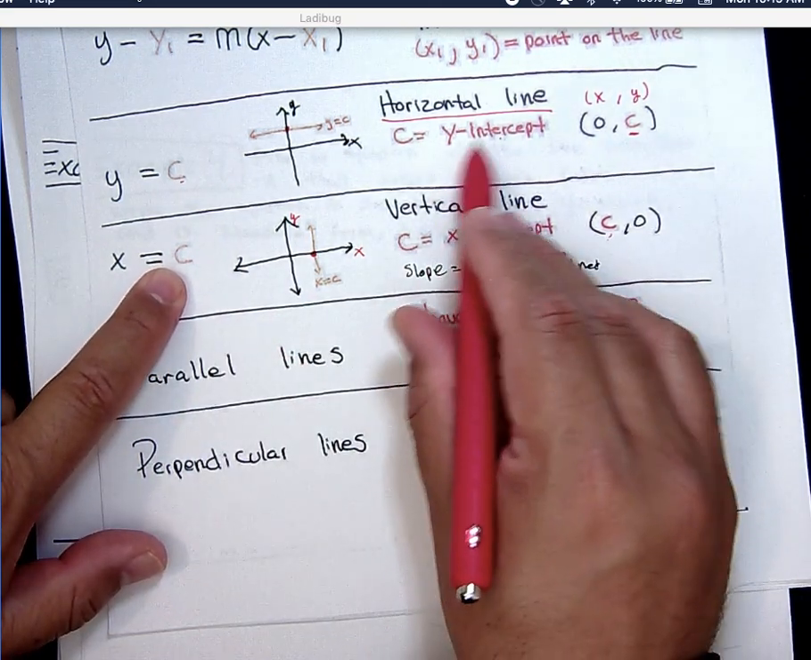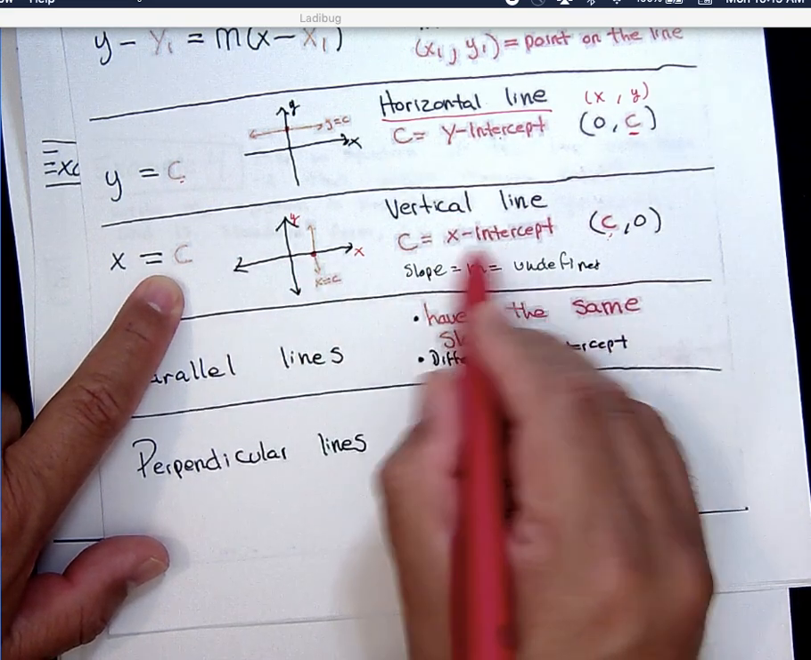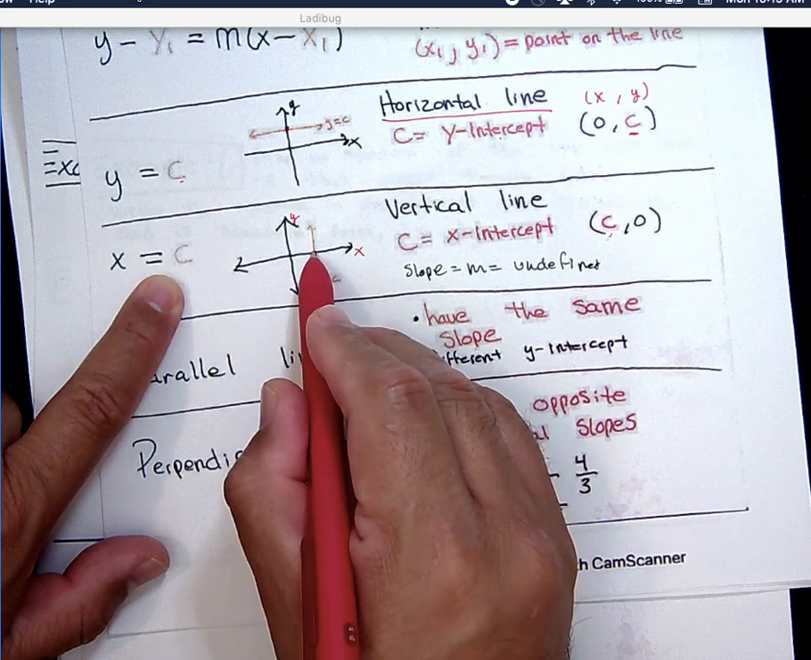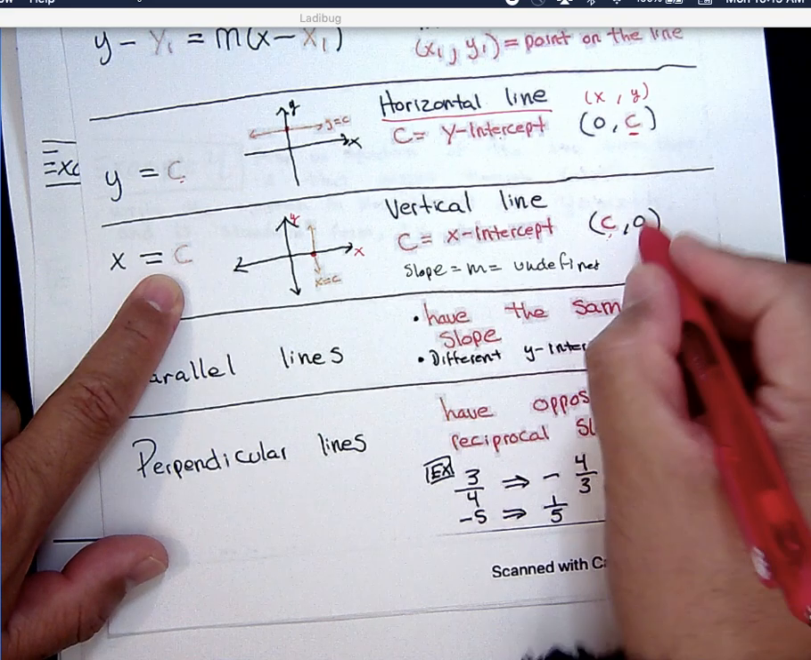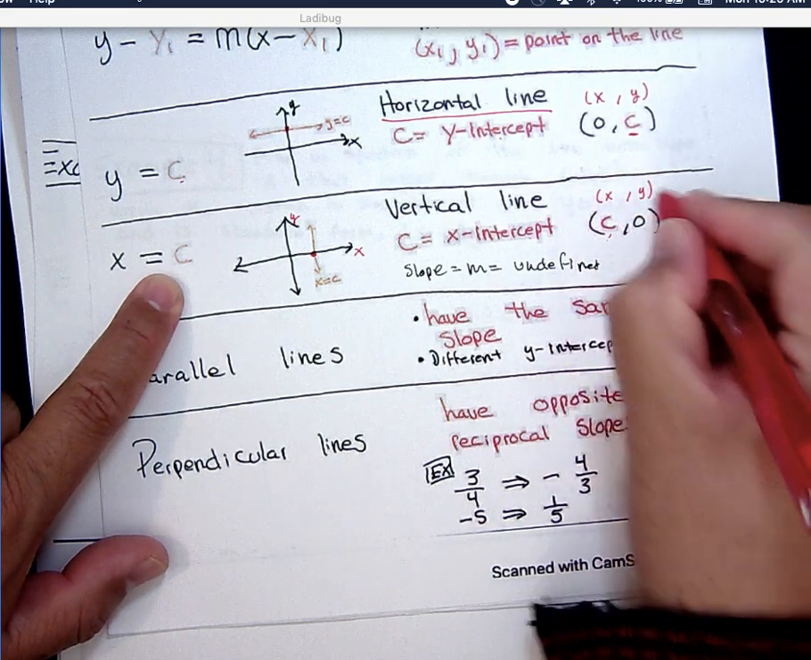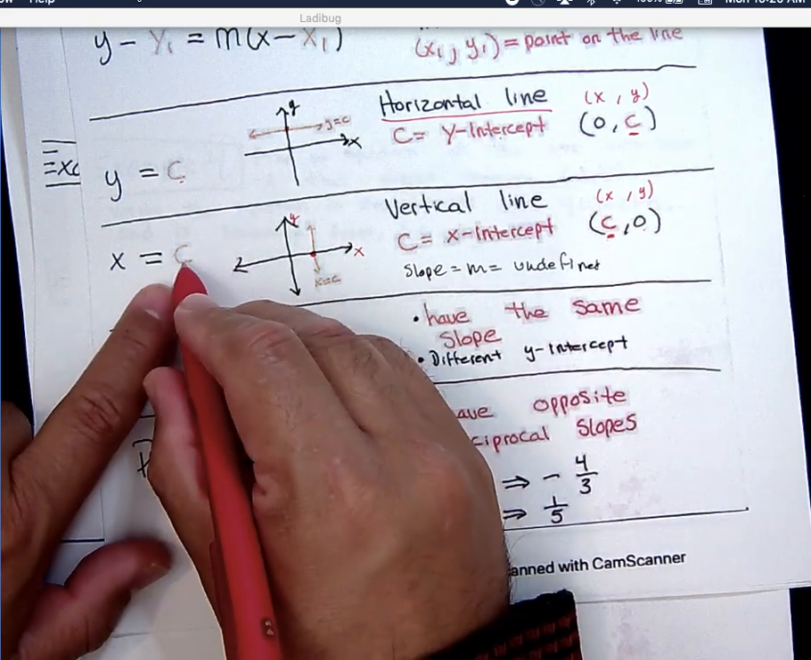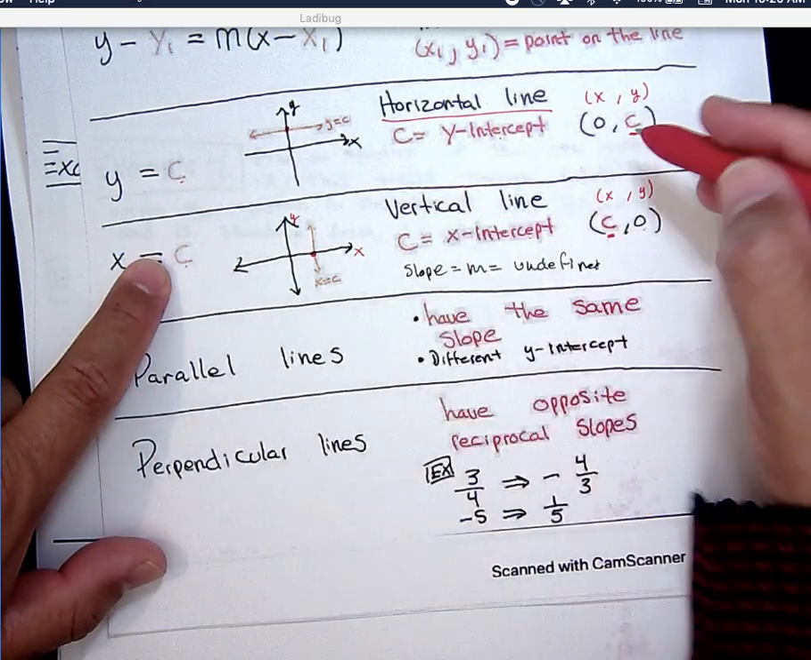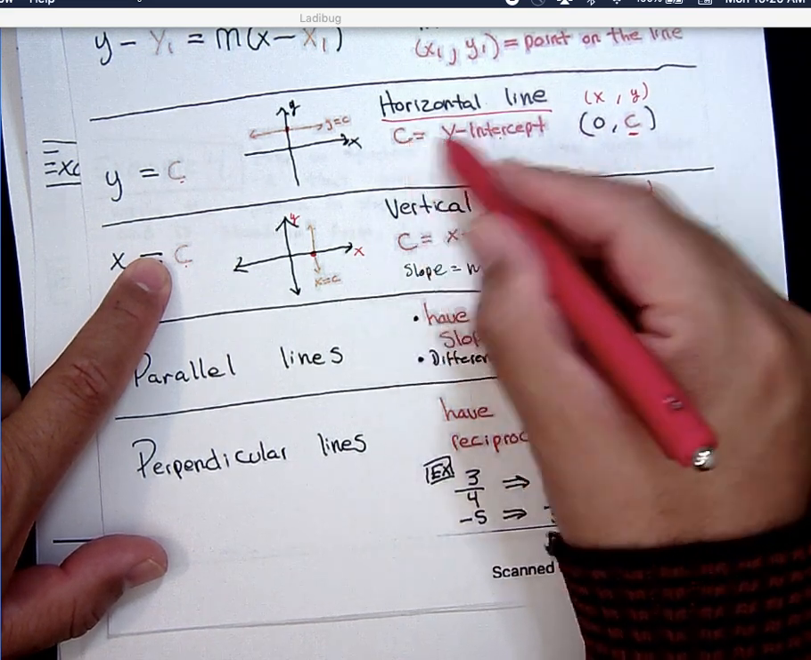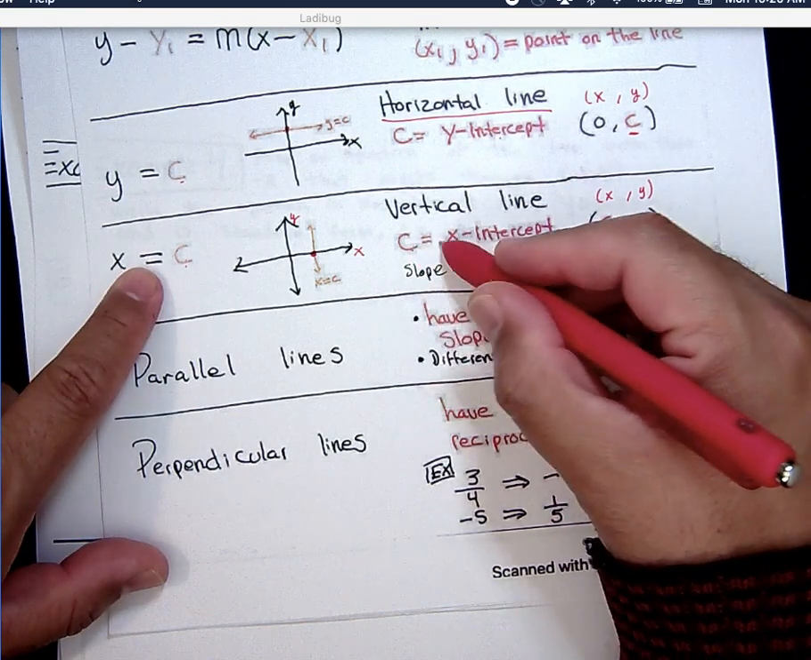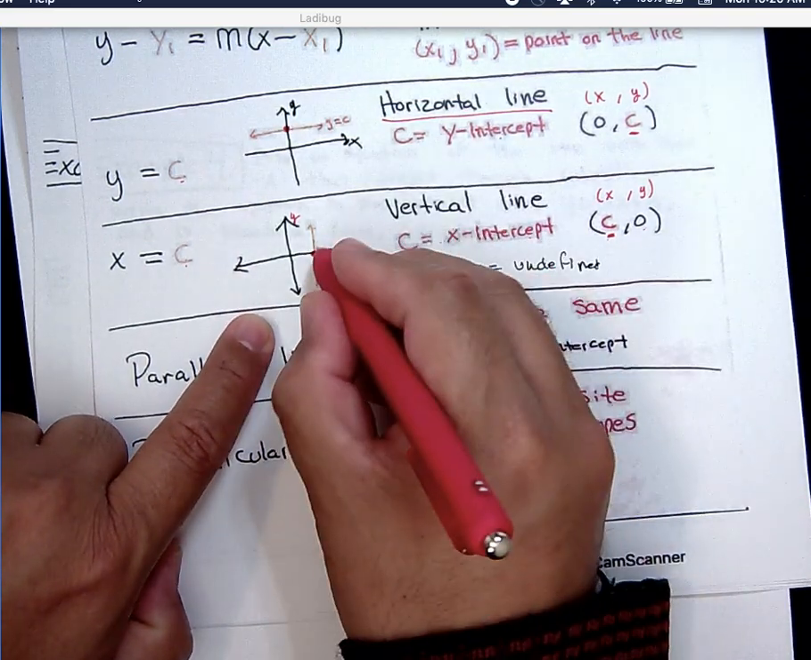Now it's no longer the y-intercept because it's a vertical line. Look where it's touching. It's touching the x-axis, the x-intercept. And that's how you denote it now. The x comes first and then the y. Now the y is 0, and the c is over here, and that's the number you would put here for this equation. It's the opposite of this one. C is the y-intercept for that one. C is the x-intercept for this one, because that one touches the y-axis here, and this one touches the x-axis.